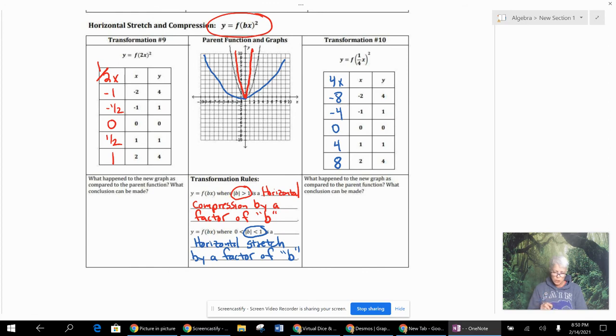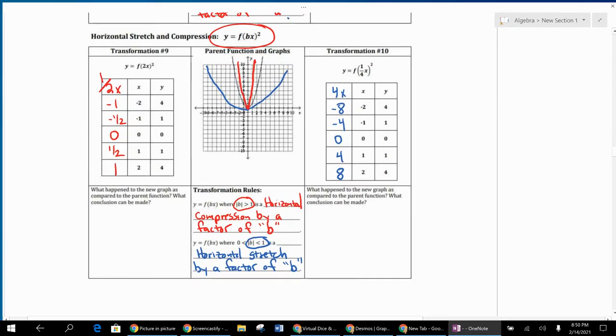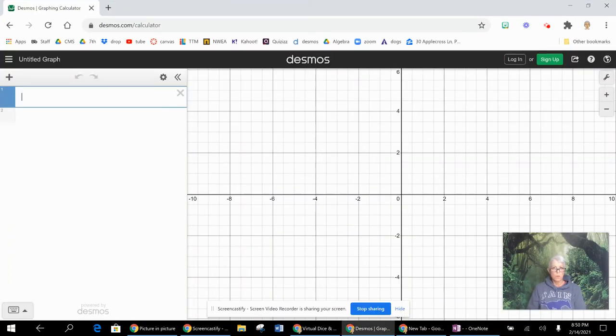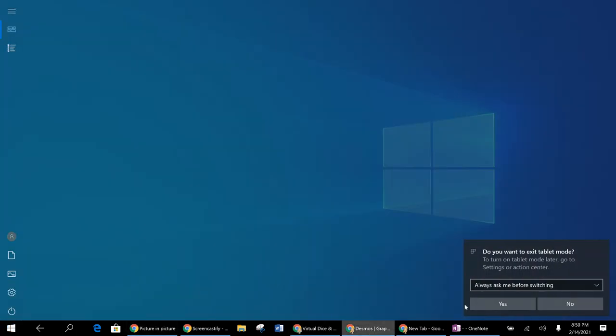So let me just show you something that we can do. We're done with these notes. I'm going to go ahead and pull up Desmos. Desmos will be your friend on this.